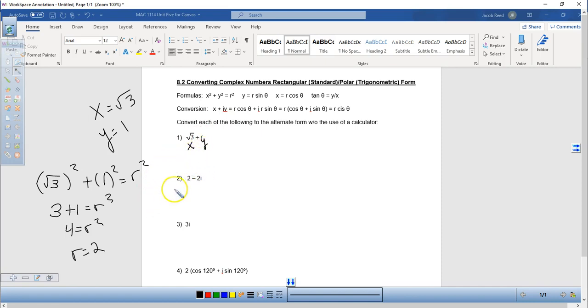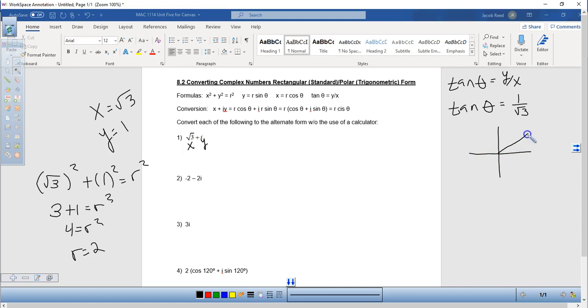And from there, we need to also know theta. So right now we know r. I need to know theta, and we use the tangent of theta. So tangent of theta has to equal y over x. Well, we know that y is 1, x is root 3. So tangent theta has to be 1 over the square root of 3.